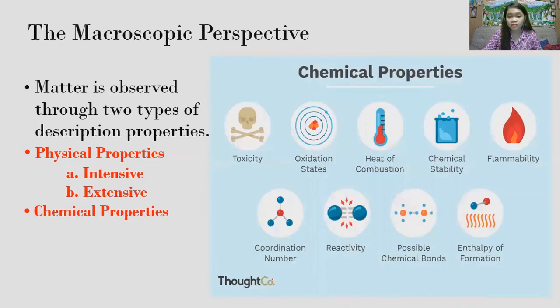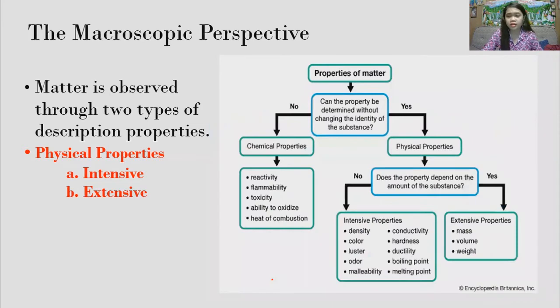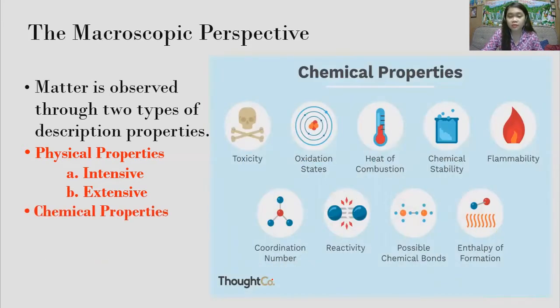Then we also have the chemical properties. These are the properties of matter that can be determined only by changing the identity of the substance. Examples of these chemical properties are the toxicity of the matter, its oxidation states, its heat of combustion, chemical stability, flammability, coordination number, reactivity, possible chemical bonds, and enthalpy of formation.